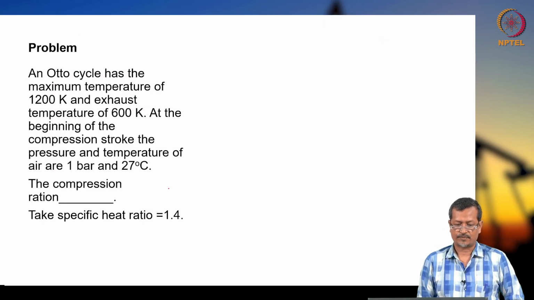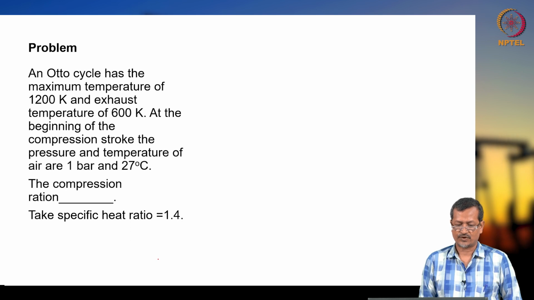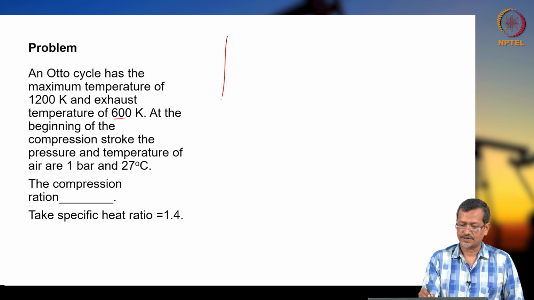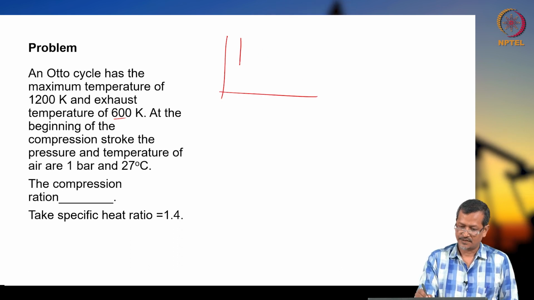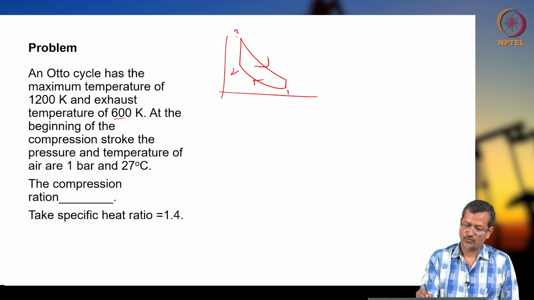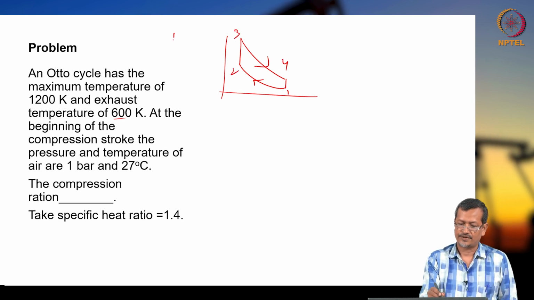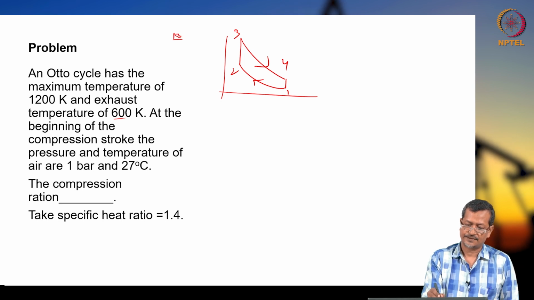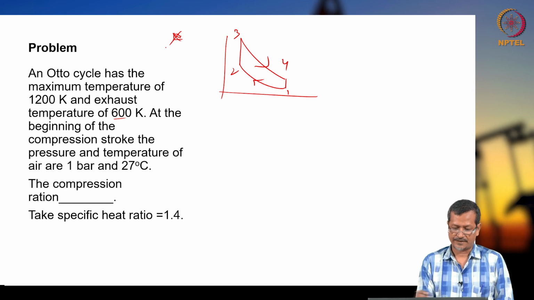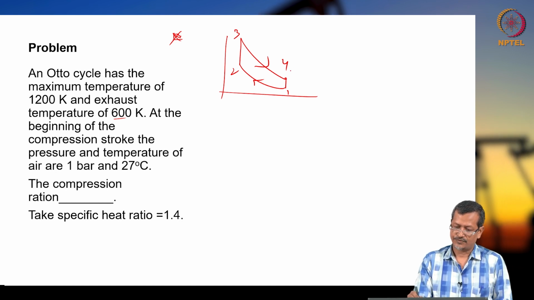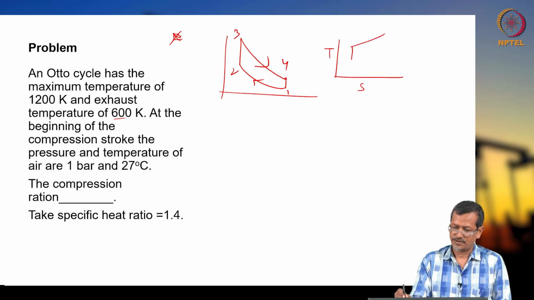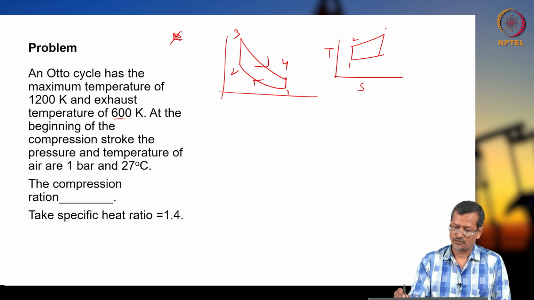Okay. So, there is one problem. An Otto cycle has maximum temperature 1200 Kelvin and exhaust temperature. So, I have to draw the Otto cycle first. If I have to draw it, it will be like this, 1, 2, 3, 4. If I want to draw the diesel cycle, it will be like this. The present problem is for the Otto cycle, but for the diesel cycle also you should practice. This point is 4, and if I want to draw the same thing in a TS diagram, it will be like 1, 2, 3, 4.